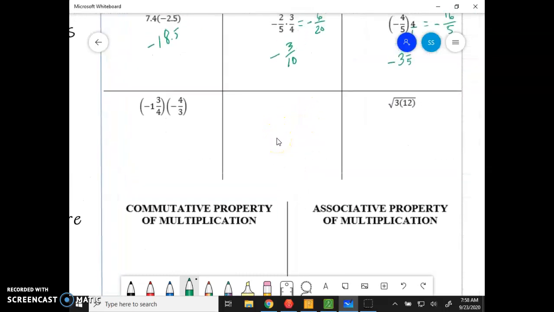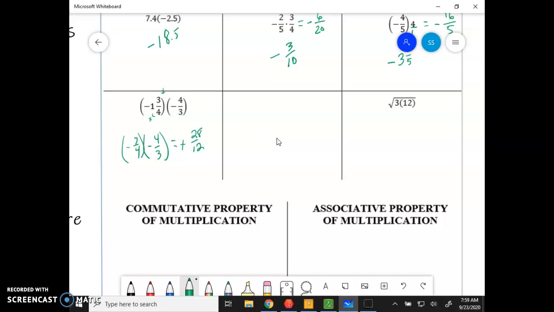Here we go. This is a negative times a negative, so I know the answer is going to be positive. If you did want to do this longhand, you could convert this to an improper fraction: 1 times 4 is 4, plus 3 is 7, 7 over 4, and then we know it's negative. Then we can multiply this by negative 4/3. Sorry, we know the answer is going to be positive because we got two negatives. So we're going to get 28 over 12.